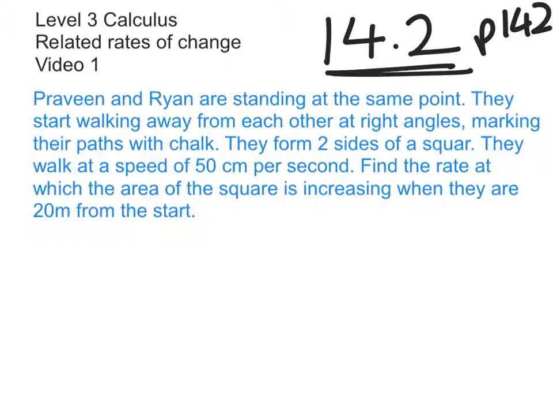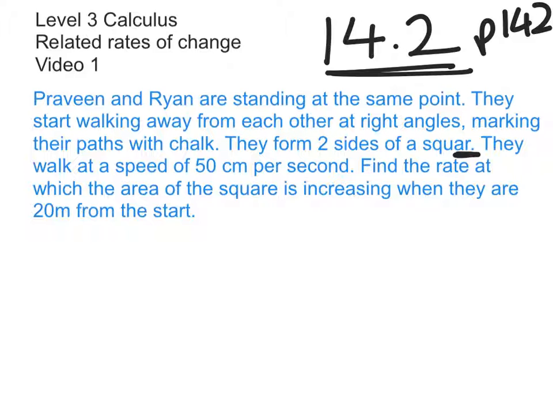So the first one goes like this. Praveen and Ryan are standing at the same point. They start walking away from each other at right angles and they mark out their paths with chalk. They form two sides of a square. They walk at a speed of 50 centimetres per second. Find the rate at which the area of the square is increasing when they are 20 metres from the start.